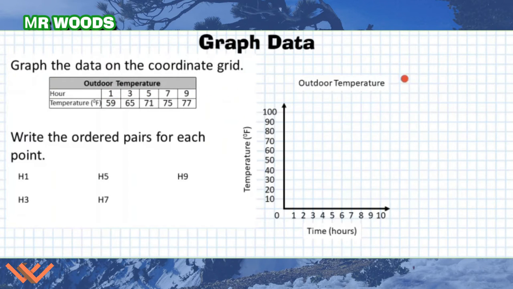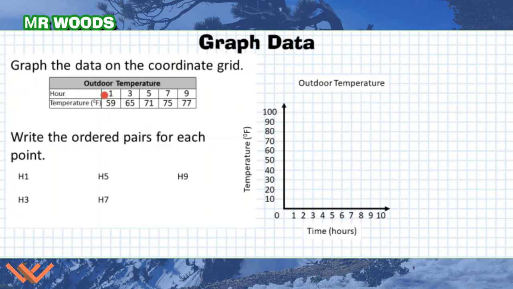If you look over here, this is the coordinate grid, or coordinate plane, and it's all positive, so that's quadrant one. And of course, all of our data here are positive numbers. We have the title to our table here as the title for our grid. What we want to do is write the ordered pairs for each point. So I have H1 to mean hour 1, 3, 5, 7, and 9. So let's get to work.